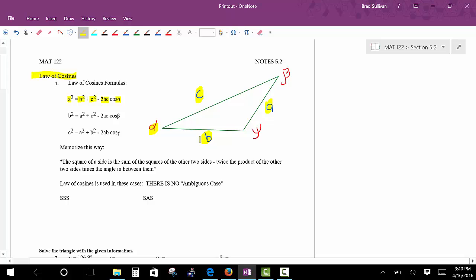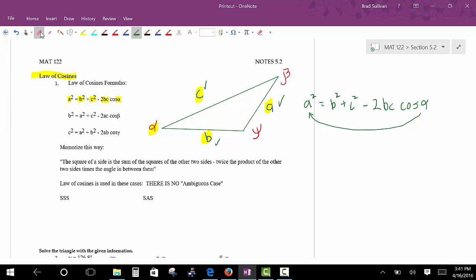When I look at this, I try to get students to say this in words. It goes like this: pick a side. Let's pick A. A squared is equal to the sum of the squares of the other two sides, minus twice the product of those other two sides, times the cosine of the angle in between those sides. Or you can think of it as angle alpha being opposite that side.